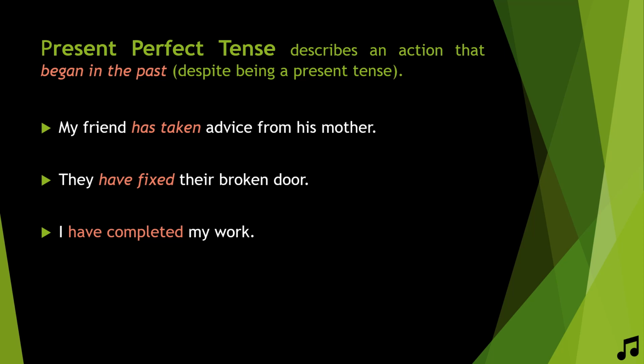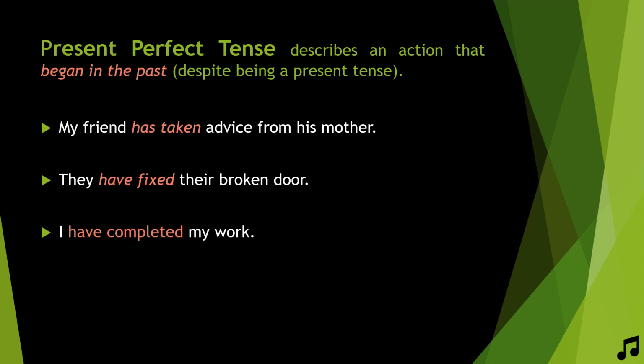Present perfect tense describes an action that began in the past despite being a present tense. See the example. My friend has taken advice from his mother. The advice had already been taken. That is the action which had already happened in the past, but we are talking about it in the present.